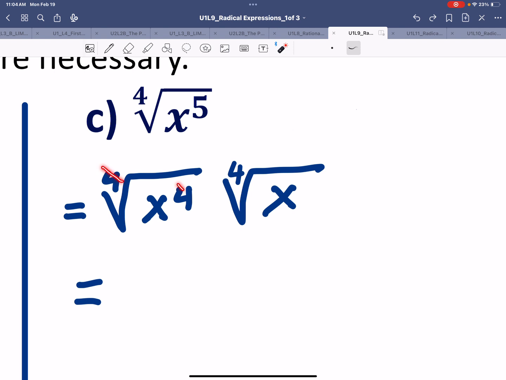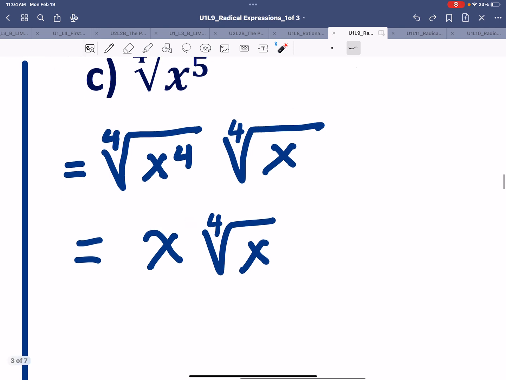Or you can just remember this most likely, right? So therefore, we're going to say that that would be equal to x. And then inside the fourth root, we have the fourth root of x. Now we're thinking, we took out x in here, but how do we make sure that this x that we took out is a positive number?